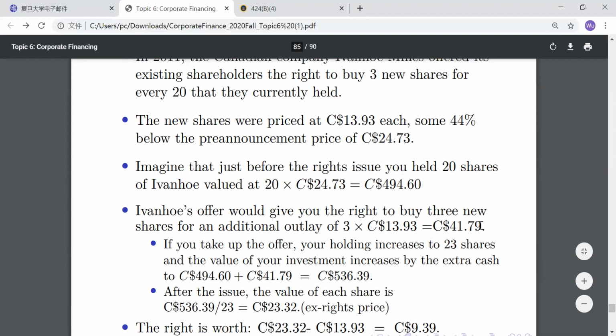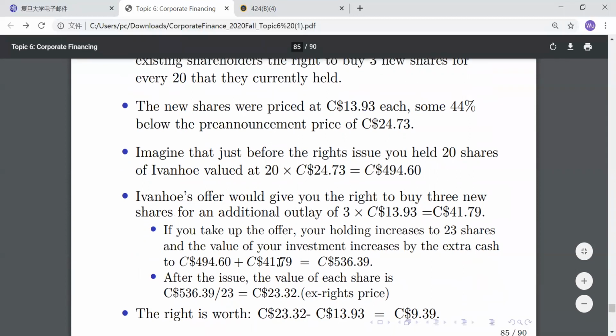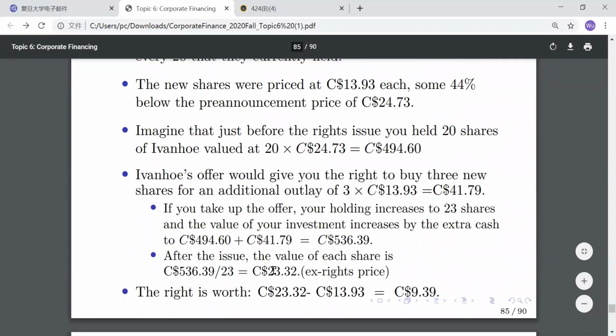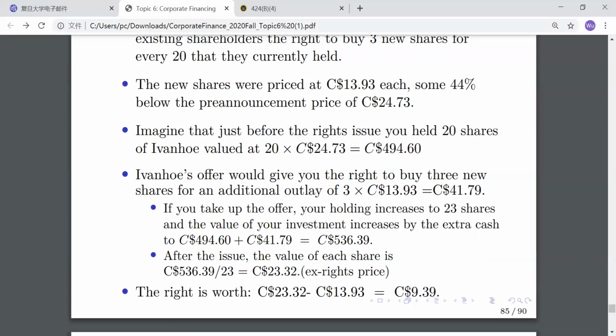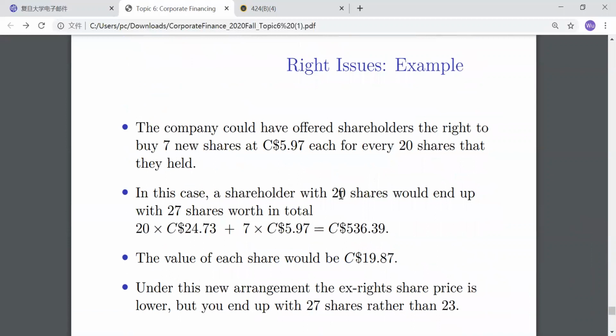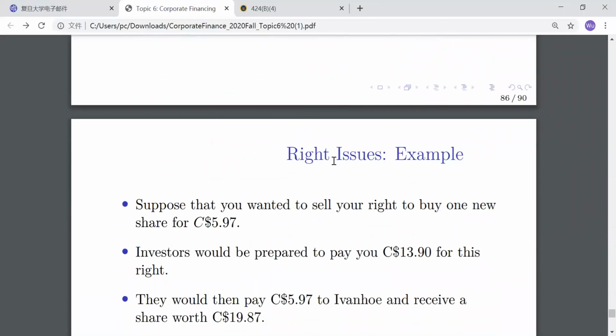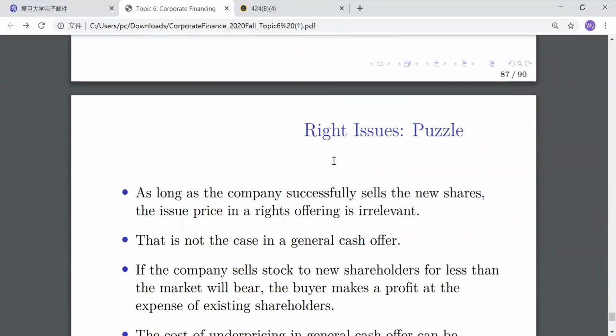So this is 41.79, right? So now the total investment value is 494.6 plus 41.79, right? So you get this number. And then you have 23 shares, right? 20 shares plus the 3 new shares. Now the value of each share is going to be 23.32. Now the value of the right is then 23.32 minus the price of the new share, which is 13.93, which gives you 9.39. So this is the value of the right. Remember, the value before and the value after should be the same. That's why we can use this equation. Now, the rest of the example you can read by yourself, right? It's just asking for a different number, so you can look at it by yourself.